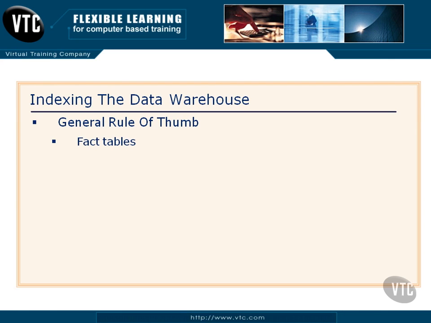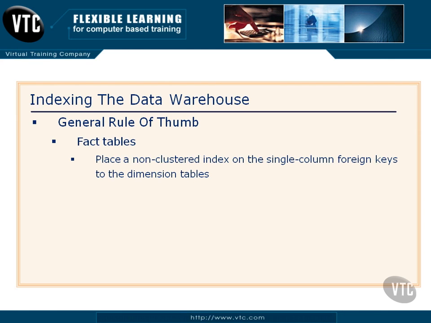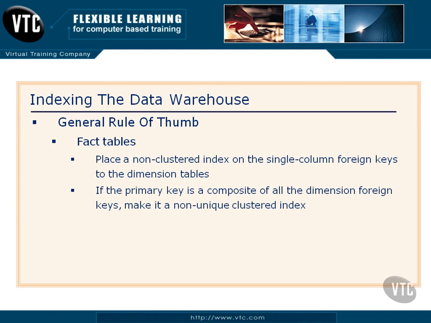Then the general rule of thumb on the fact tables is that you should place a non-clustered index on the single column foreign keys to the dimension tables. Keep in mind, our keys in the fact table are the foreign keys that connect back to the primary keys in the dimension tables. And so that's a good general rule there. And if the primary key on the fact table is a composite of all the dimension foreign keys, make it a non-unique clustered index. Now this is a good place to start.